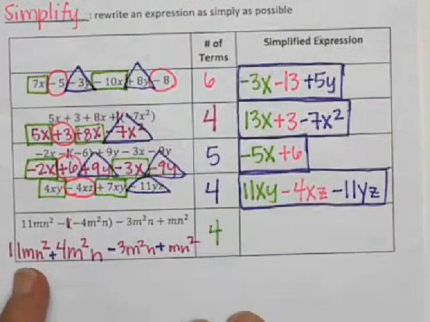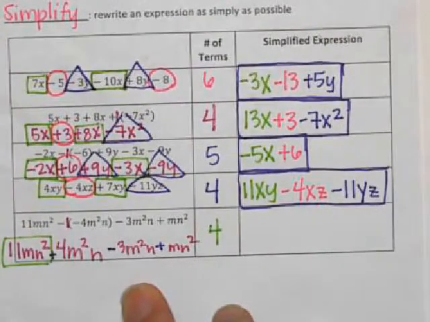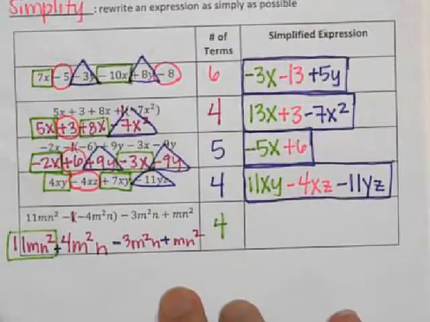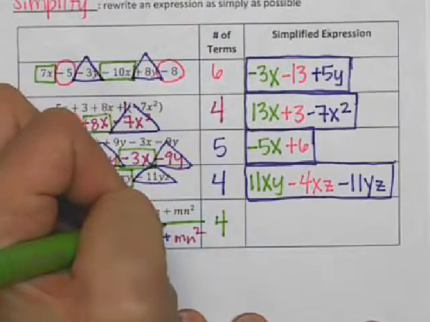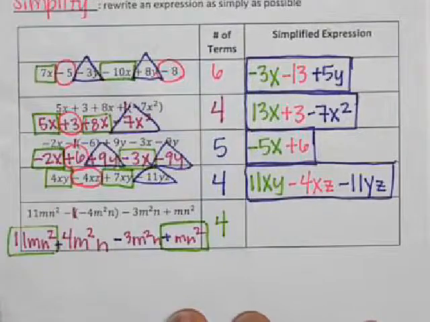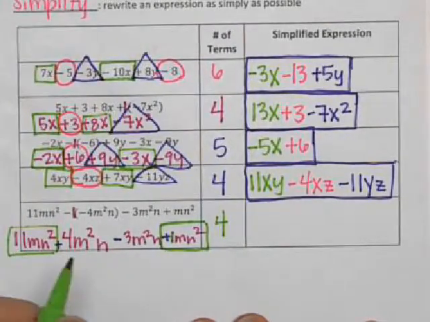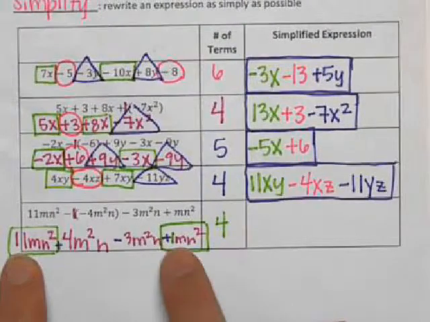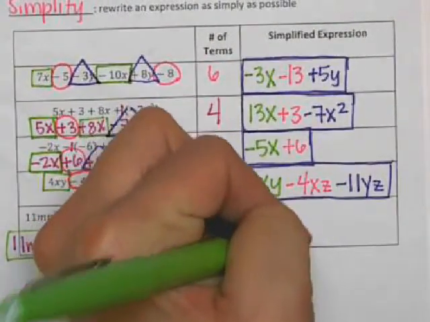All right, and I'm ready to combine them. So I'm going to put a box around my first term, 11mn squared. The only other mn squared is back here. They both are mn squared. And there's not a number here, so I say that's a 1. And I'm going to combine 11 and 1 and get 12mn squared.